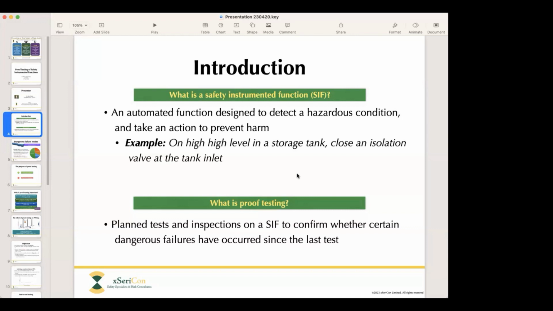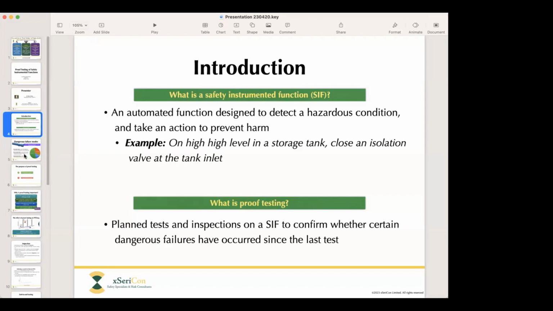So what do we mean by proof testing? Well, proof testing is a manual test that is performed by a person, not automatically by the system. And it's designed to be carried out on a fixed regular interval. And it consists of a functional test and usually an inspection as well, with the intent being to try to determine whether certain specific dangerous failure modes have occurred since the last time the function was tested.